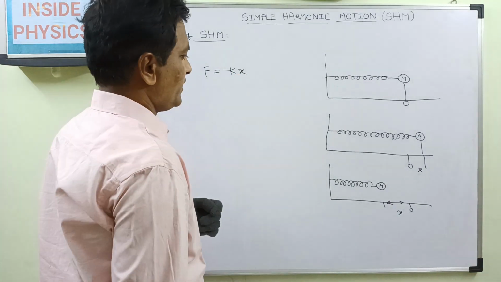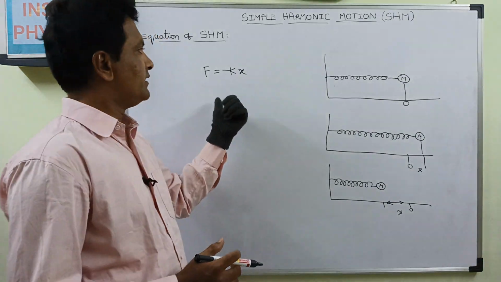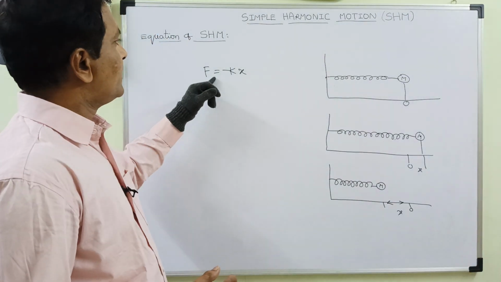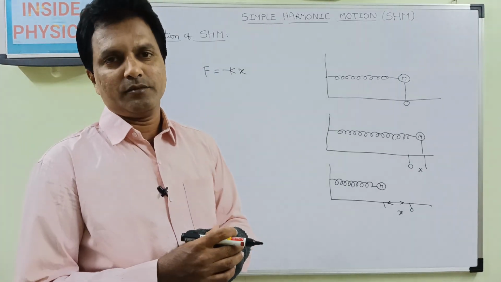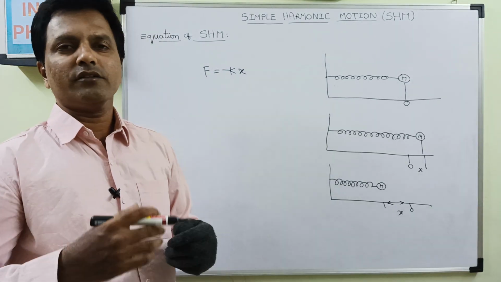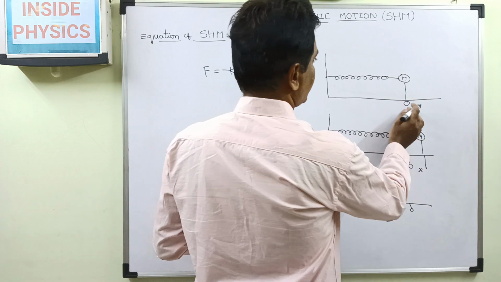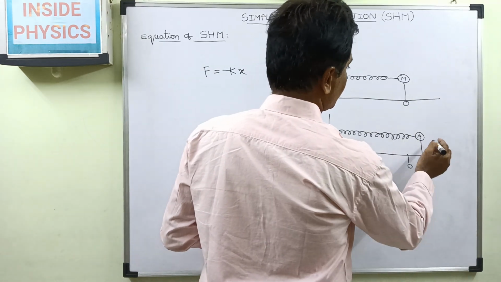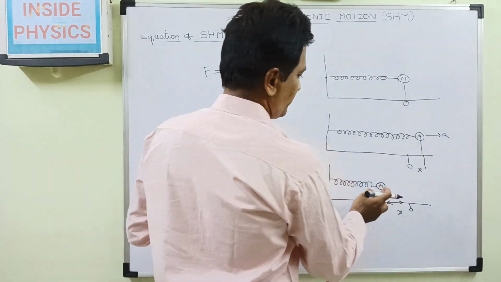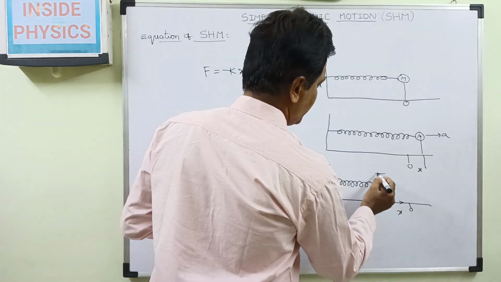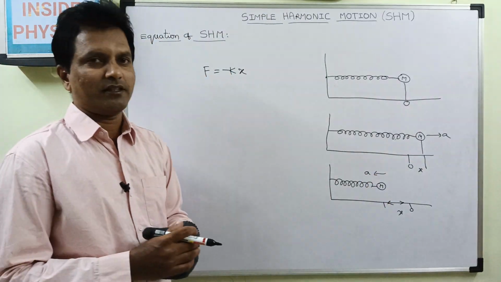X is the displacement. So here if this is considered, the restoring force will produce some acceleration on the body according to Newton's second law. In this case it is at equilibrium, it is moved towards the right. In this case the acceleration will be on this side, and for this case the acceleration will be on this side. So the restoring force will produce some acceleration.